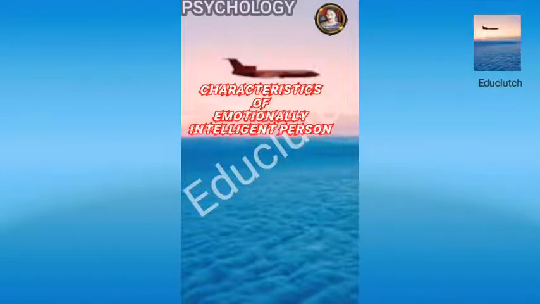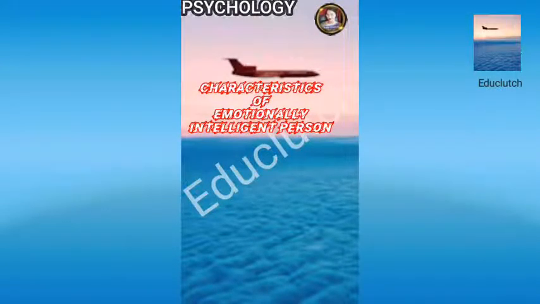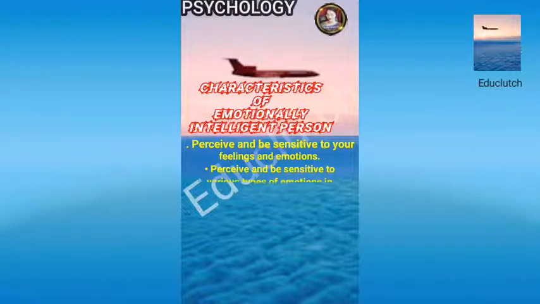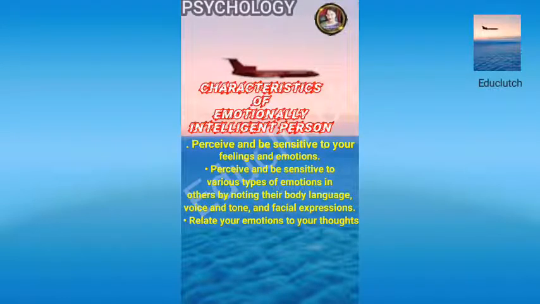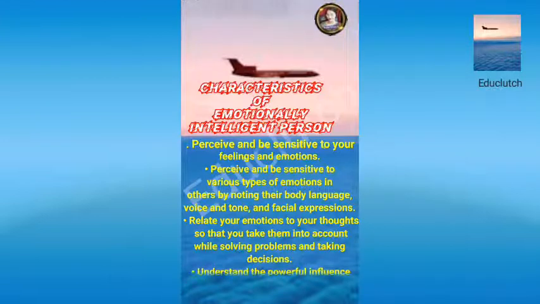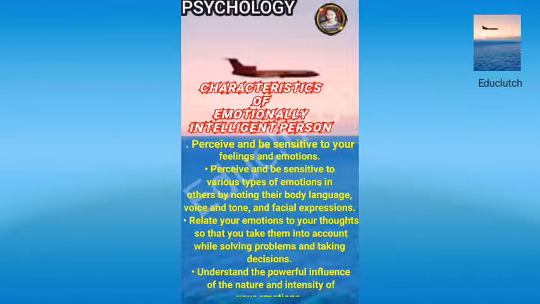Characteristics of emotionally intelligent persons are: perceive and be sensitive to your feelings and emotions. Perceive and be sensitive to various types of emotions in others by noting their body language, voice and tone, and facial expressions. Relate your emotions to your thoughts so that you take them into account while solving problems and taking decisions.